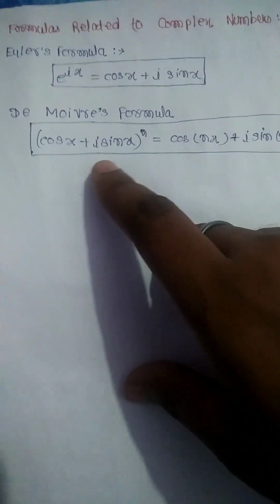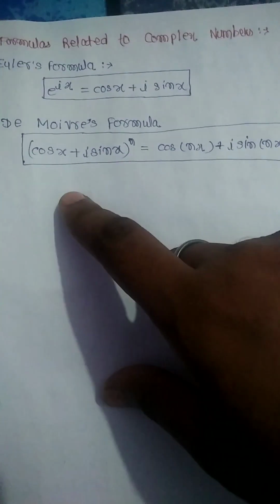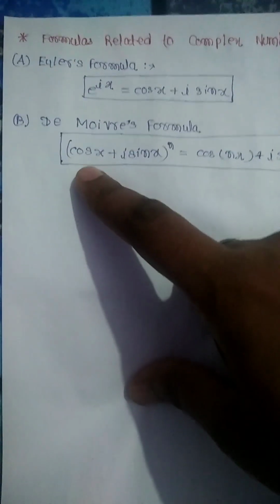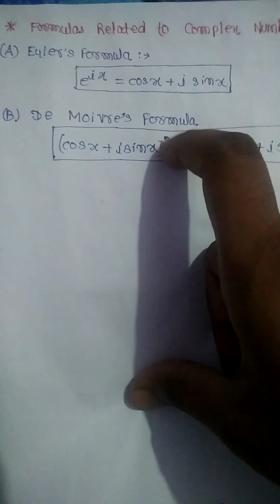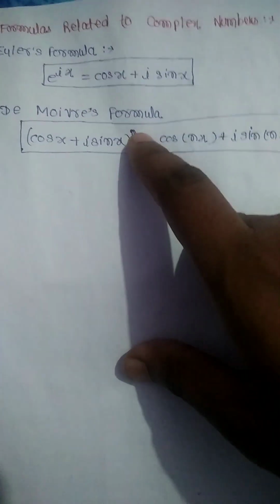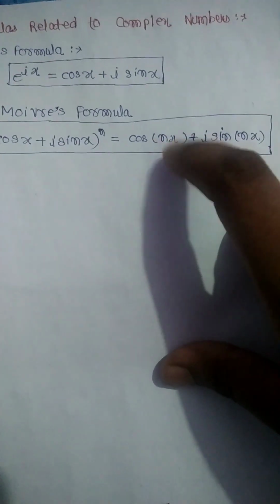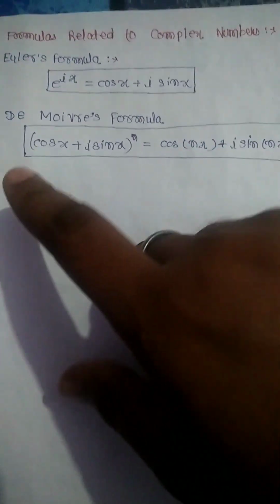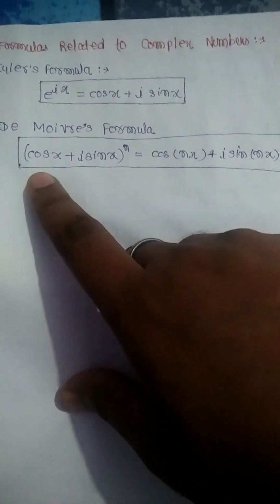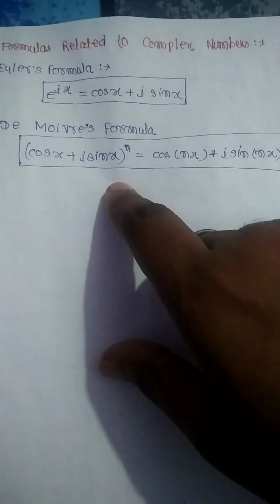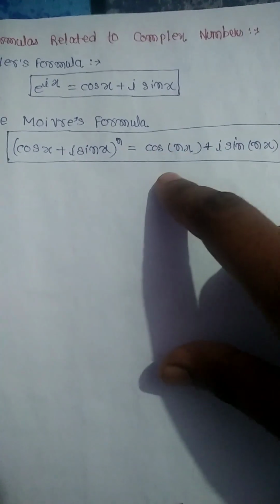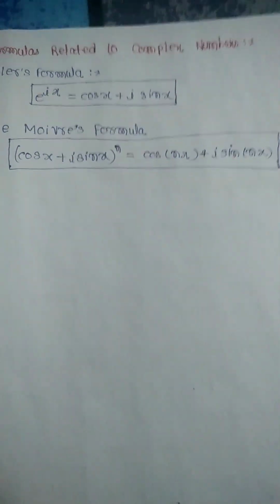Next is de Moivre's formula. De Moivre's formula is also very easy, not a big deal. Here it is cos x plus i sin x, whole raised to the power n. What happens is this n simply gets multiplied with the angle x. So it equals cos nx plus i sin nx. We will read it once again: cos x plus i sin x whole raised to the power n equals cos nx plus i sin nx.